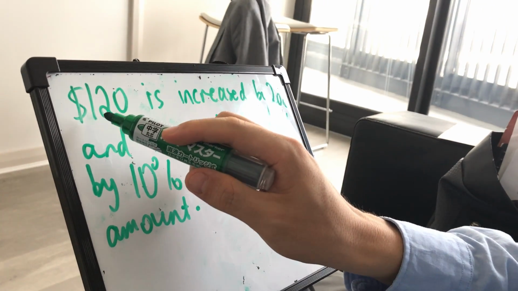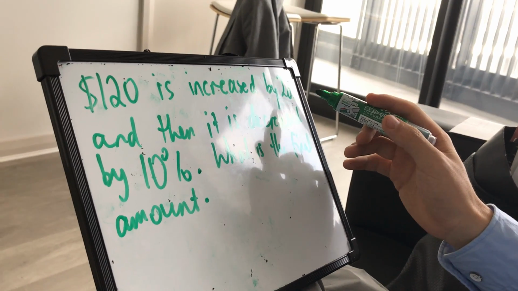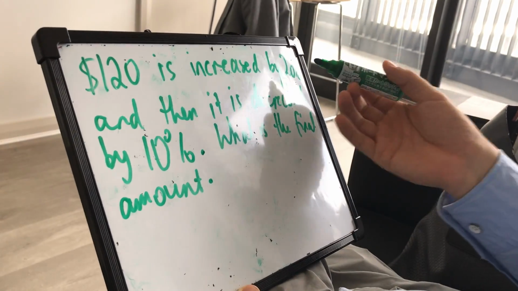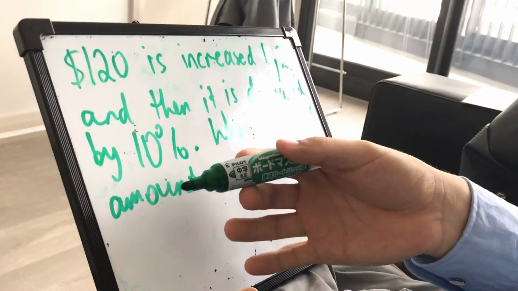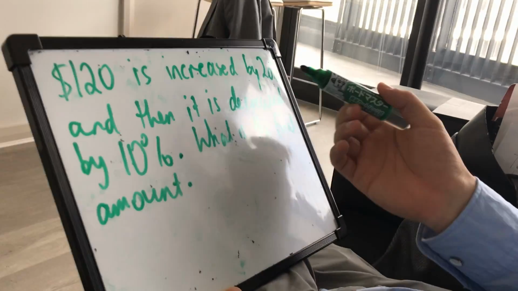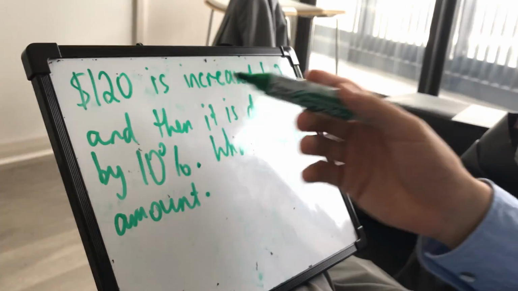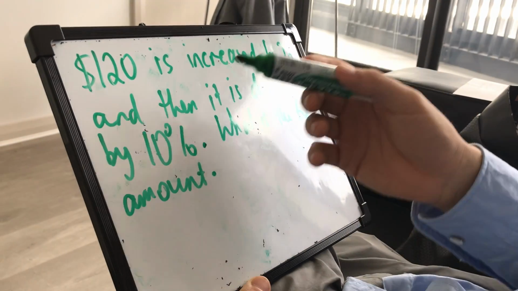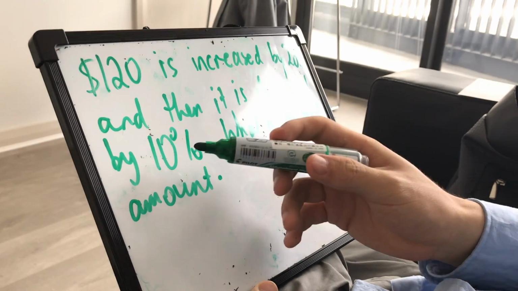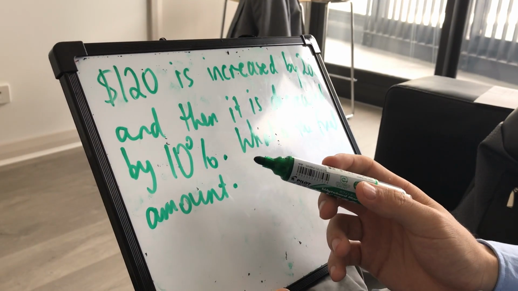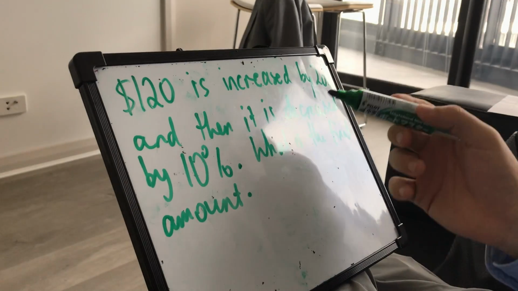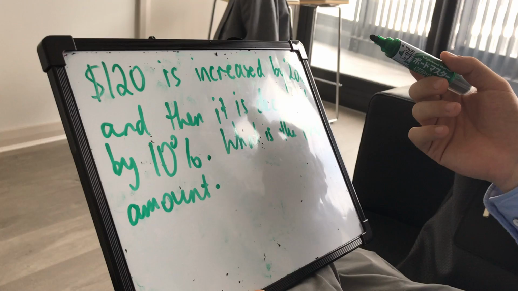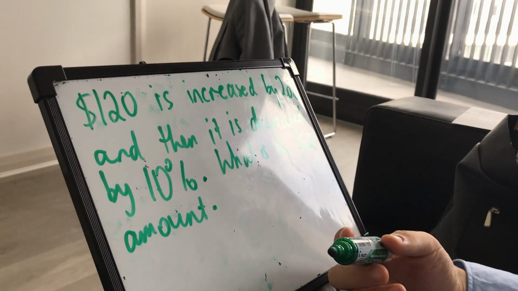So if you increase $120 by 20%, okay? And then you decrease it by 10%. The question is, it's 20% of what, right? 10% of what? And so naturally, I guess you would increase the $120 by 20% of 120. But then once you've done that, you could decrease it by 10% of 120, or you could decrease it by 10% of the new amount that you got after you increased it by 20%.